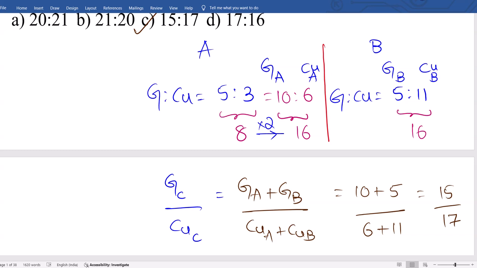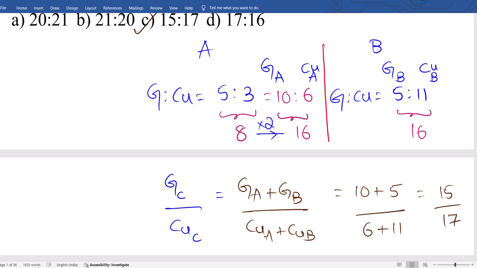We can add directly in this question, no need to do double because already 8 and 16 are 1:2. Now add directly gold in both, copper in both. 5 plus 5, 10, 3 plus 11, 14, 10 by 14, 5 by 7 is your answer.